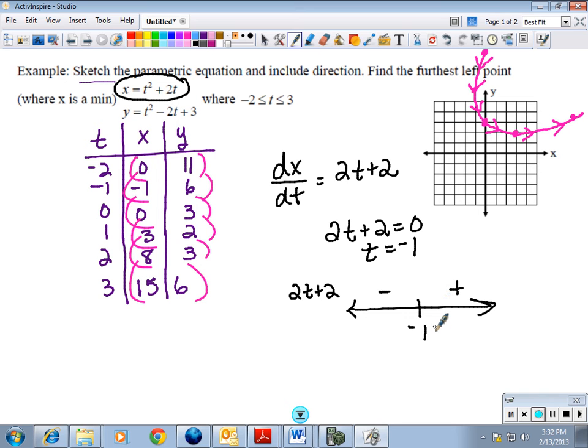So find the furthest left point where x is a min. Well, it's where t is negative 1. So the actual point would be negative 1, 6. So the furthest left point is negative 1, 6 at t equals negative 1. And if you look at your graph, that matches. That's the furthest left point right there at negative 1, 6. The end.